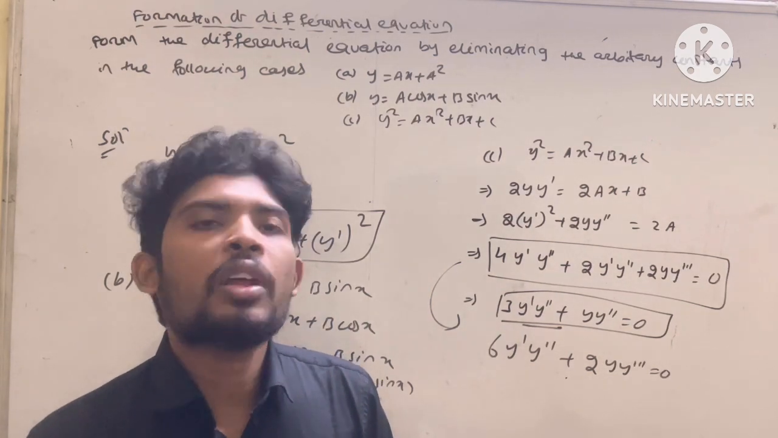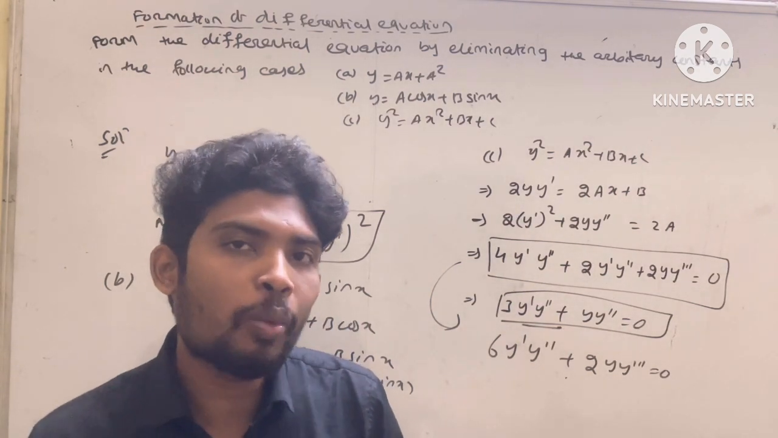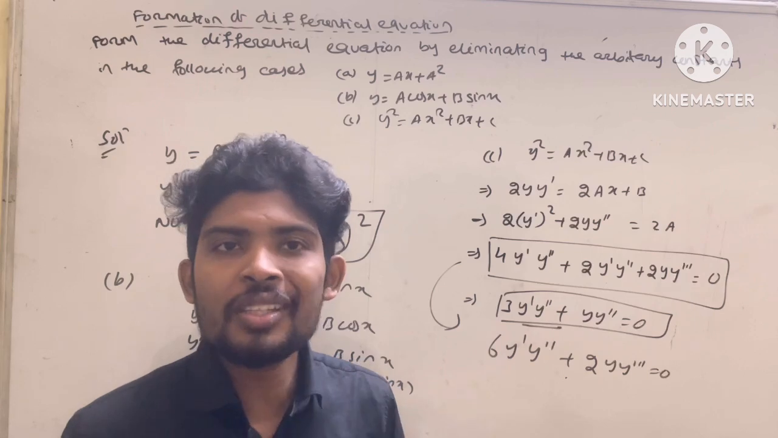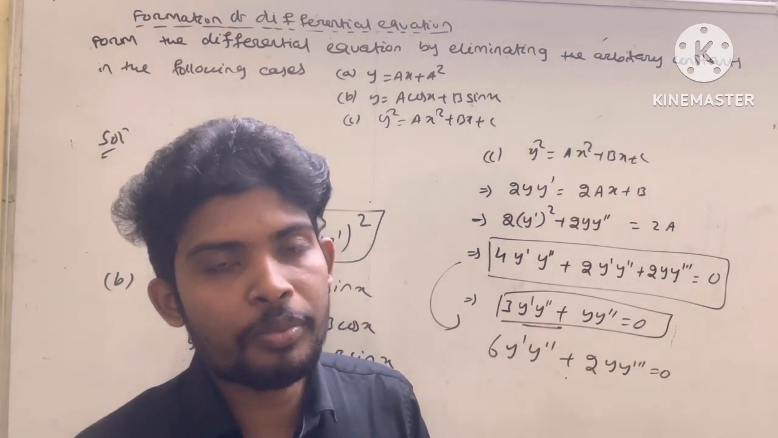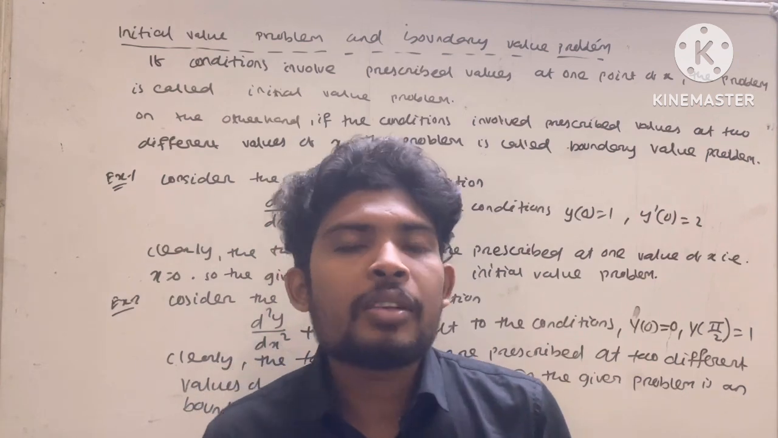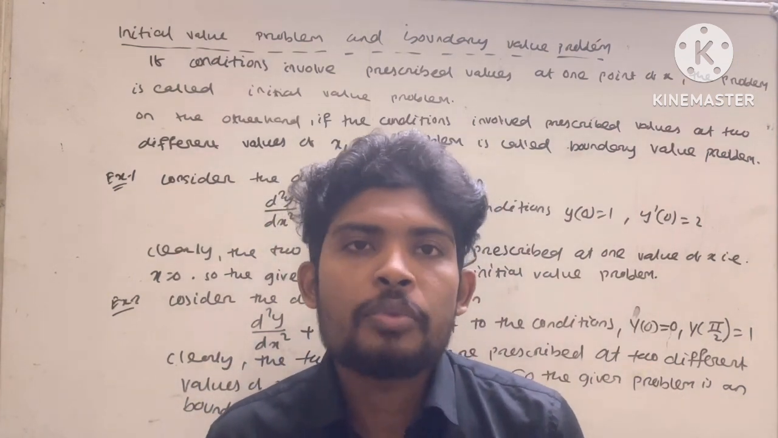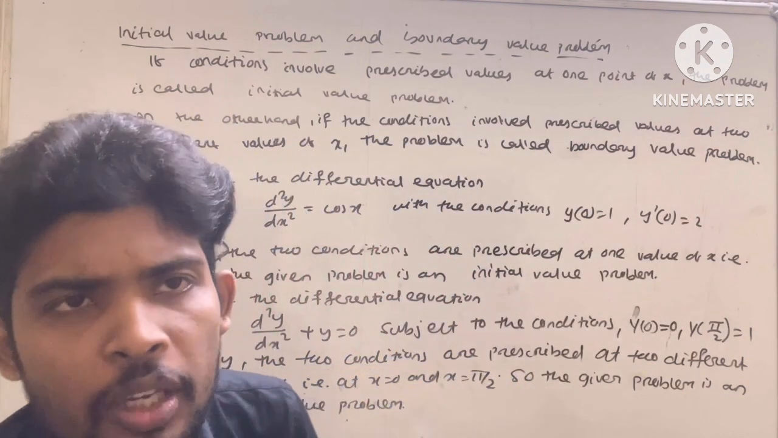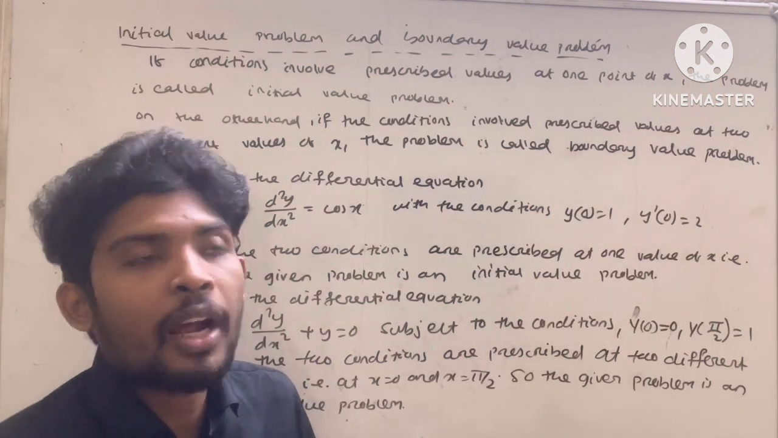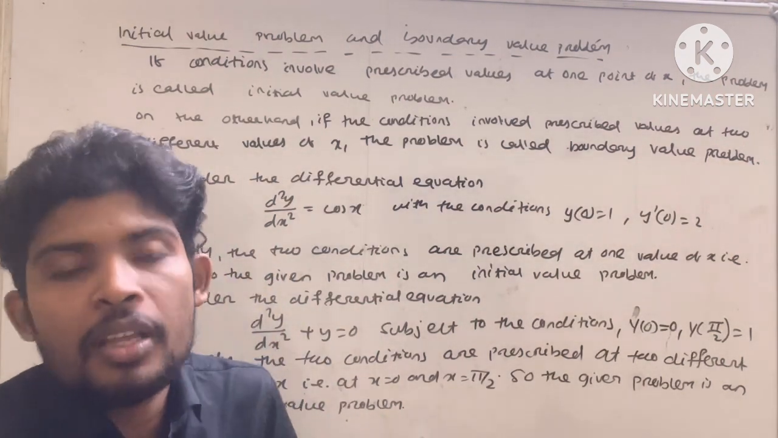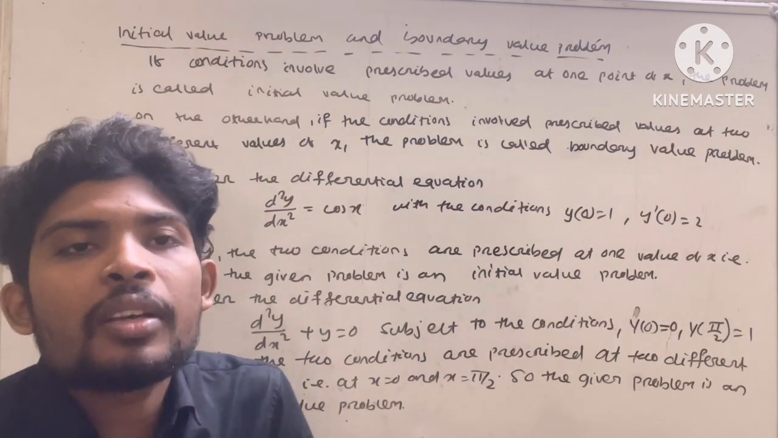Okay, so now let's discuss the initial value problem and boundary value problem. We have to see what is the difference between the initial value problem and boundary value problem. So first of all, know what is initial value problem. Basically, if the conditions are prescribed at one point of x, the problem is called initial value problem.